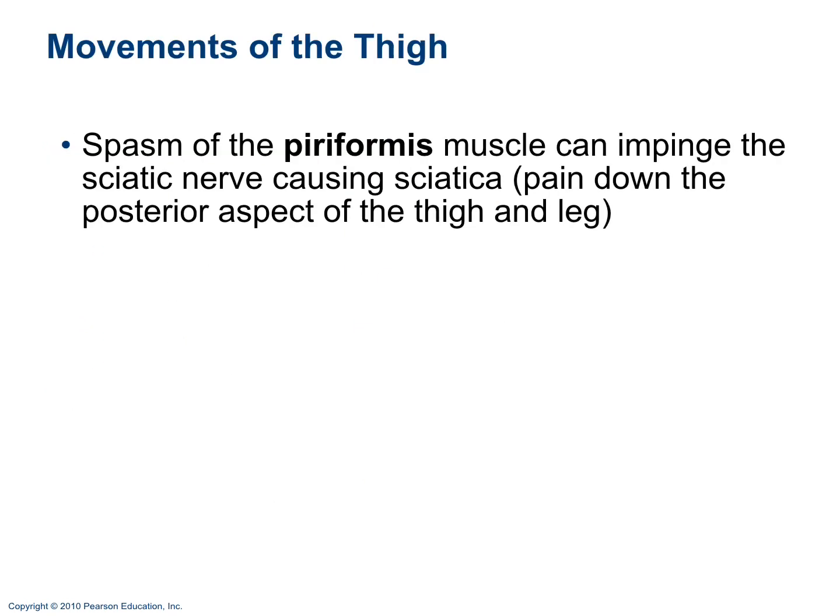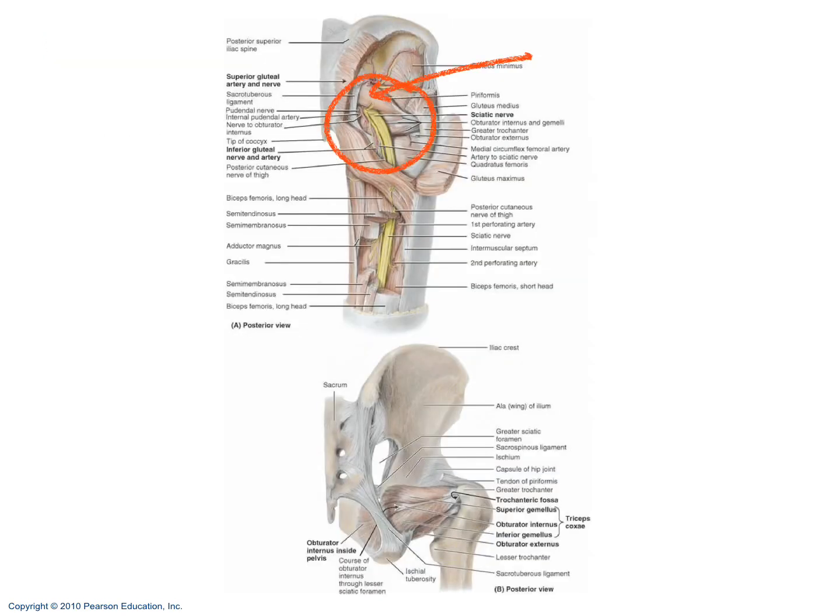The piriformis muscle is a muscle that runs over the sciatic nerve. So if it spasms or tightens up, it can compress the sciatic nerve. It causes pain down the posterior leg and thigh. And it is probably the most common cause of sciatica. It's called piriformis syndrome. I'm going to show you a picture on the next slide so you can visualize it. So you can see the piriformis there lying right over that yellow thing. That's the big sciatic nerve. It's the longest, thickest nerve in the body. Again, if that piriformis gets really tight, it's going to compress down on the sciatic nerve, causing sciatica.